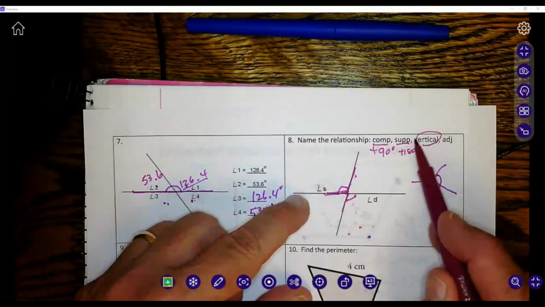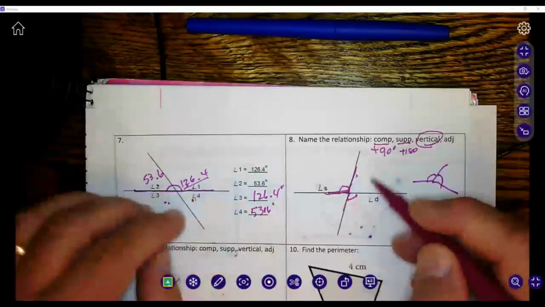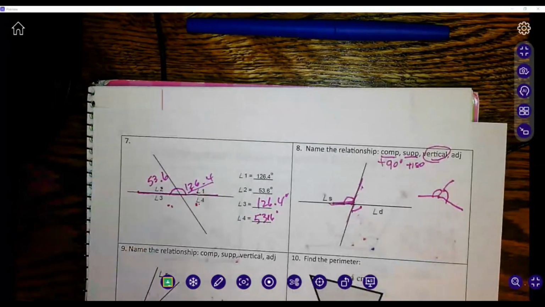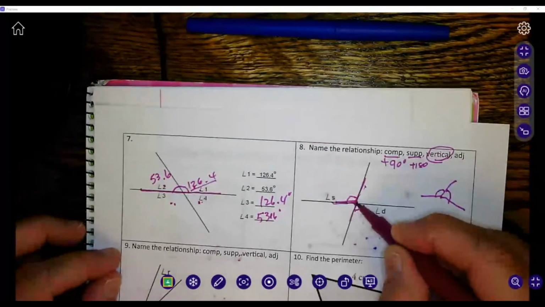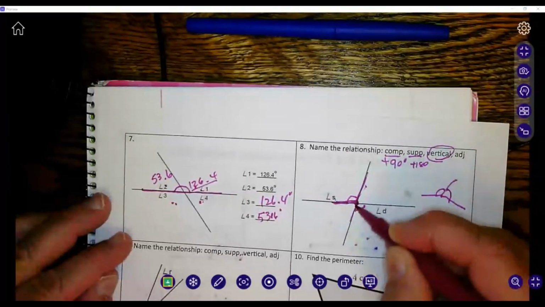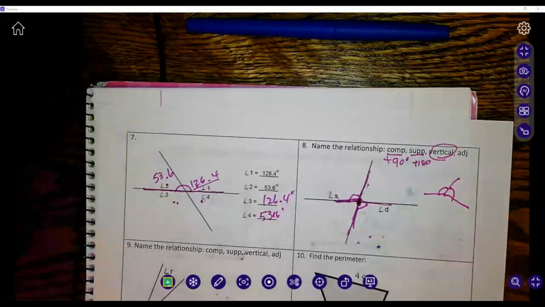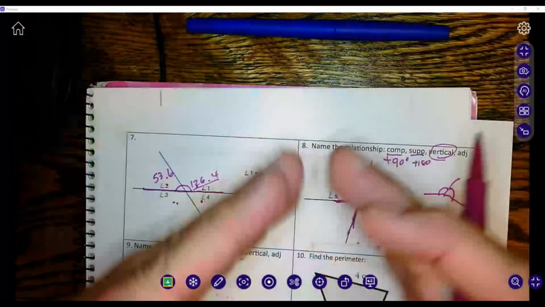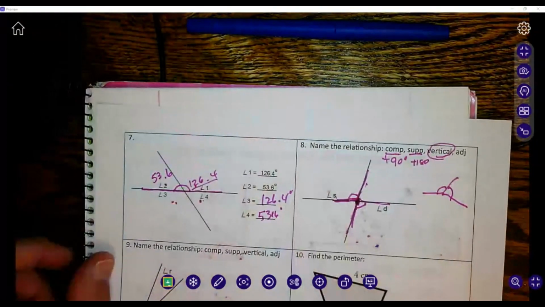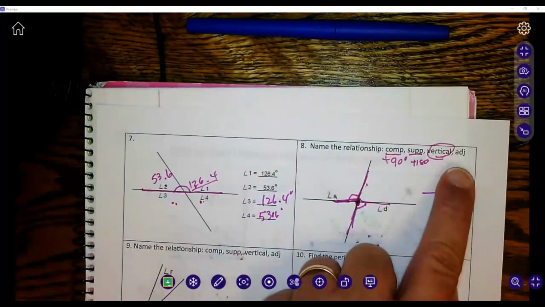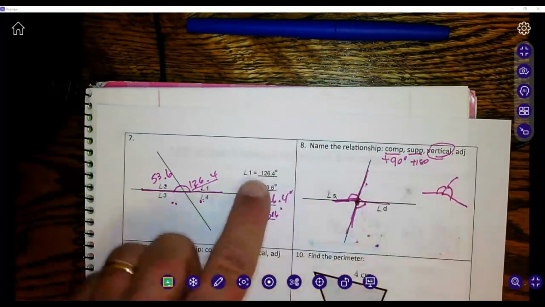These angles are vertical. I used to tell my students when I taught geometry, think of vertical angles as two V's with the same vertex. Here's a V and here's a V, and they have the same vertex point. Two angles, two V's with the same vertex. Okay? They cannot be adjacent because they're not next to each other. They're across from each other.